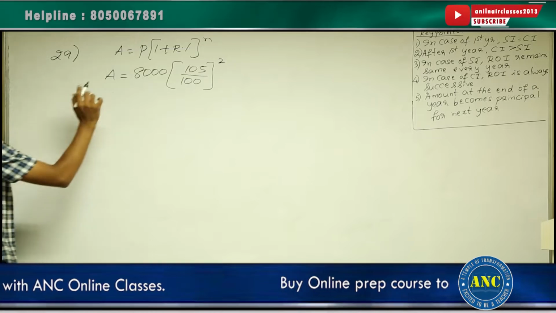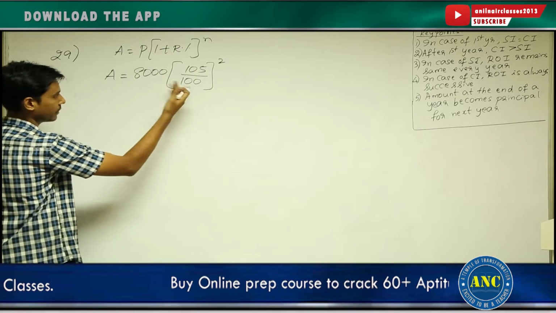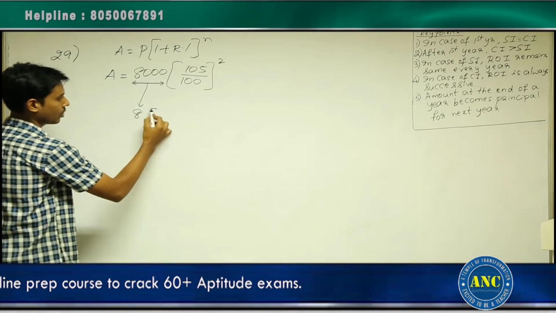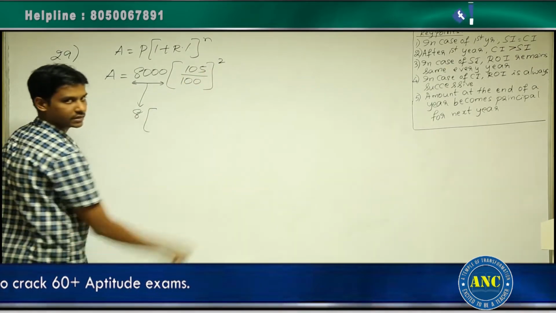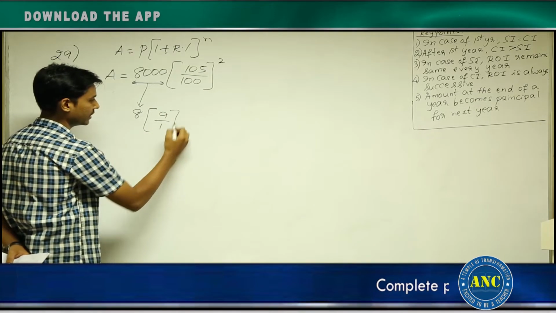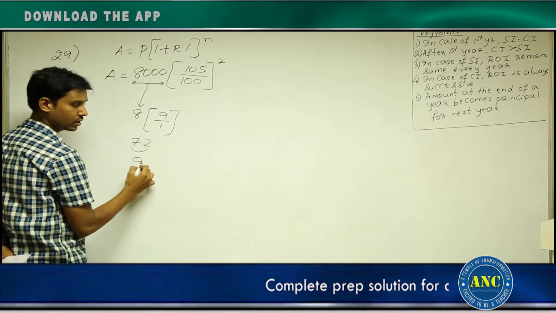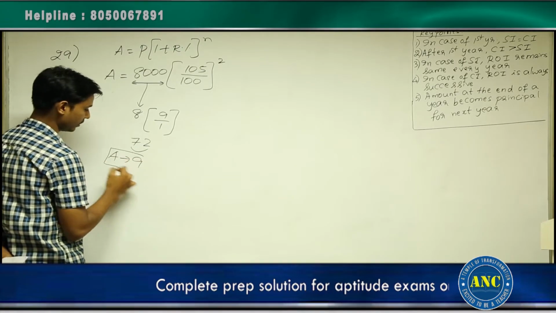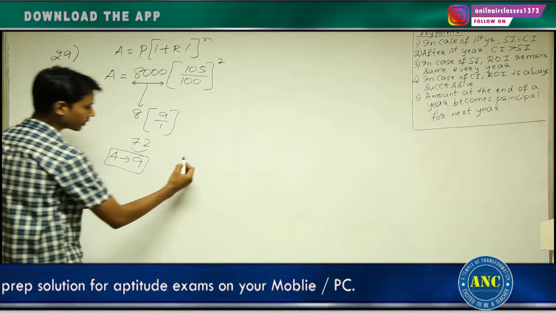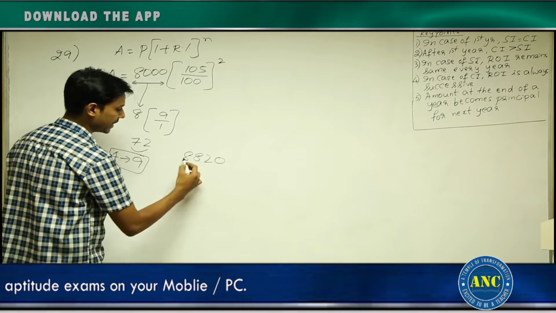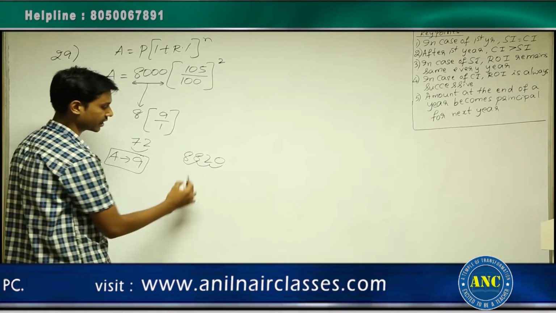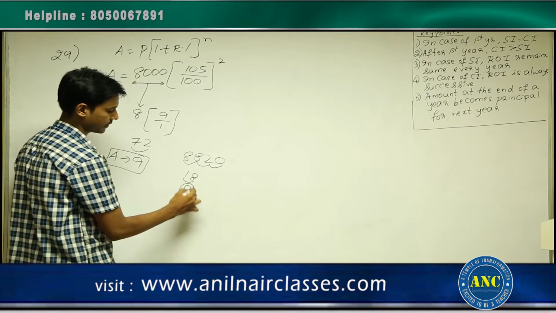One way is to multiply all these things, divide by this number, you will get the answer. The other way: digital sum of 8000 is 8. 1 plus 5 is 6, 6 square is 36. What is the digital sum of 36? 9. Divided by 1. 9 into 8 is 72. What is the digital sum of 72? 9. The amount's digital sum should be 9. Check out the answer option. What is the answer option? 8820. What is the digital sum? 8 plus 8, 16. 16 plus 2, 18. 18 plus 0, 18. 18 is nothing but 1 plus 8, 9. Answer is 8820.